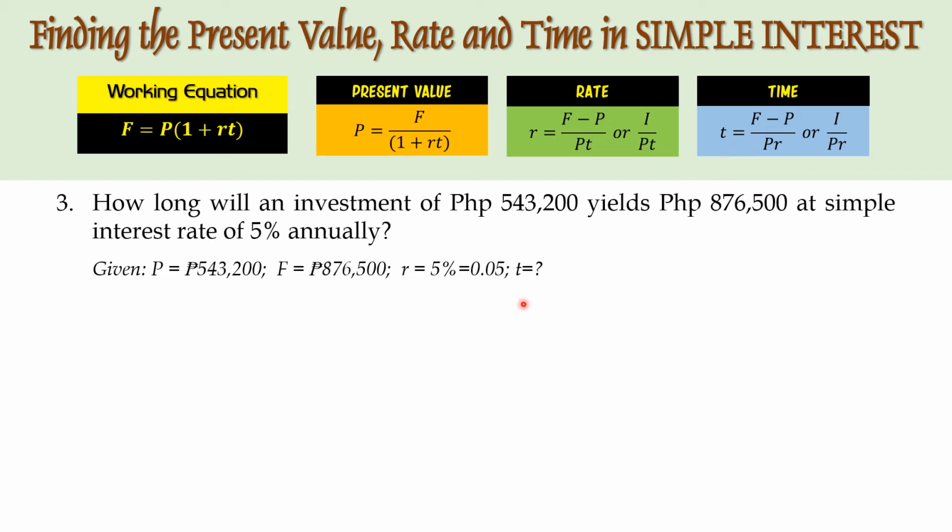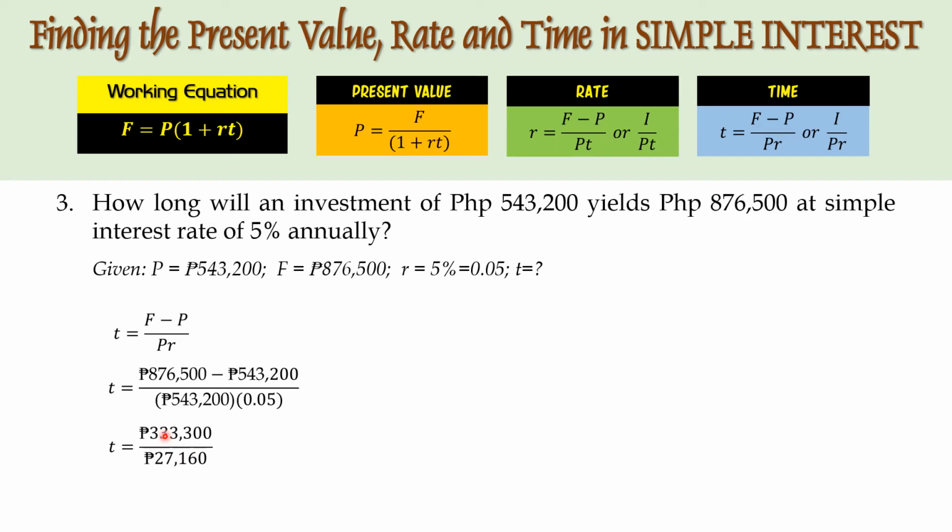So copy the formula of time. Okay, and then plug in the values on each variables. And then on the numerator, do some subtraction. On the denominator, do some multiplication. And the result is we have 333,300 pesos on the numerator and we have 27,160 pesos on the denominator. By division, it will yield the result which is equal to 12.27172 years or simply as 12.27 years.